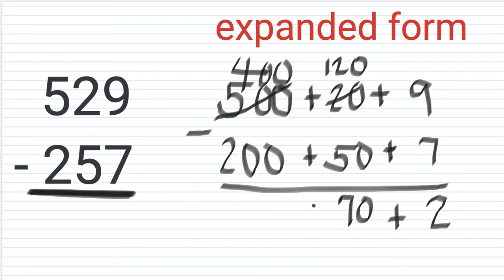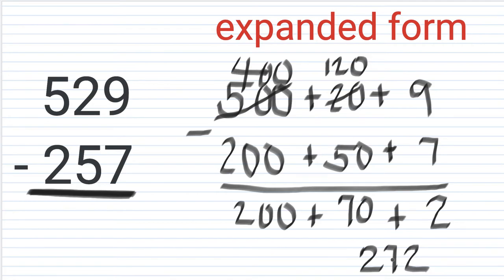Okay, and here 400 minus 200, of course that gives you 200. Now if you are going to add 200 plus 70 plus 2, the answer is 272. Meaning to say, 529 minus 257, the answer is 272. Now let's do the shortcut. Okay, I want everyone to remember the shortcut.